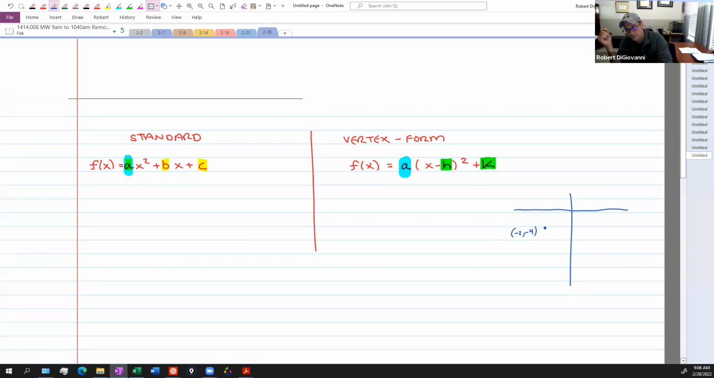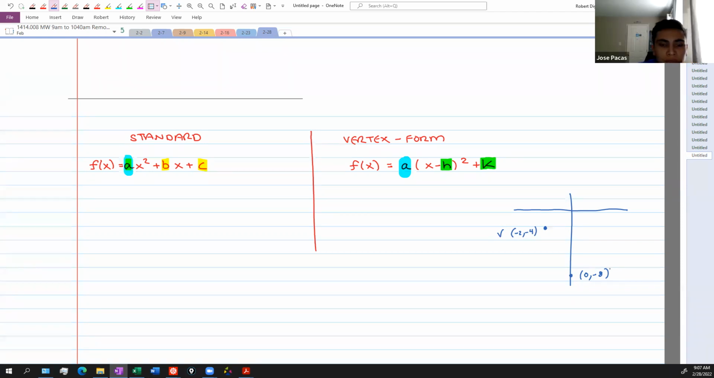Like that was the vertex. I'll put V here. And then the y-intercept was (0, -8). Yes, correct. Okay, and they wanted you to find the equation or the function, right? Okay, so here's the way this goes.